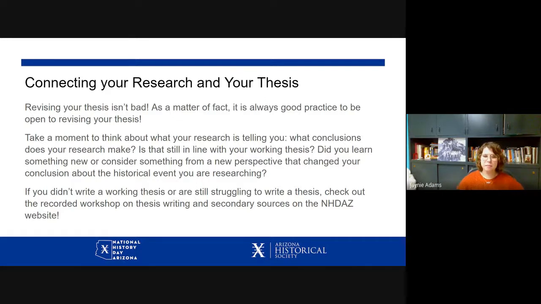So take a moment to sit with your research. Gather all your research in front of you, gather your annotated bibliography. Remember to annotate as you go. Do not try to do it all the night before it's due. So gather your annotations, gather all your research, and ask yourself some questions. What conclusion is my research trying to make? What conclusion is my research bringing me to? Is it still in line with my working thesis?